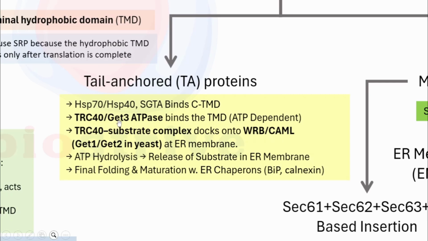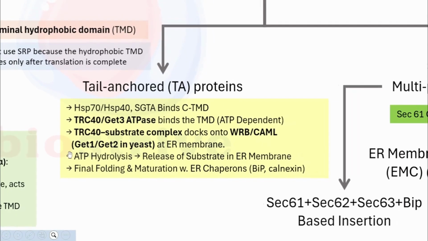We have TRC40, which is GET3 ATPase in yeast. It binds to the C-terminus domain. We have the TRC40 substrate complex, which goes to the GET1, GET2 complex in the ER membrane. This GET3 will interact with this GET1, GET2 complex. There will be ATP hydrolysis and release of substrate in the ER membrane. That's how the protein translocation will take place.